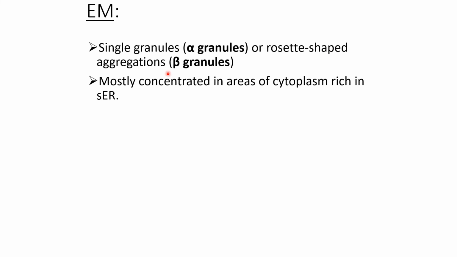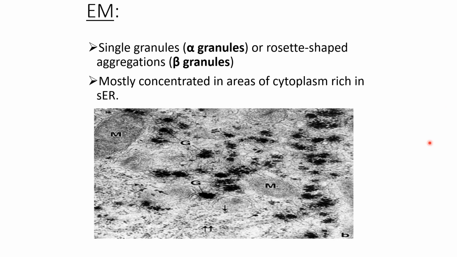The glycogen is mostly concentrated in areas of cytoplasm rich in smooth endoplasmic reticulum. Why? Because, as we said before, the smooth endoplasmic reticulum is concerned with storage and breakdown of glycogen. Here are the granules of glycogen, and they are present near smooth endoplasmic reticulum.